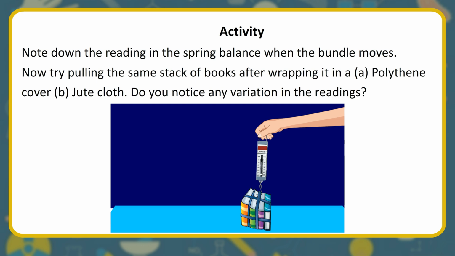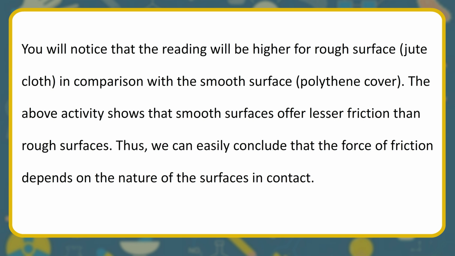Now try pulling the same stack of books after wrapping it in A. Polythene cover, B. Jute cloth. Do you notice any variation in the readings? You will notice that the reading will be higher for rough surface, jute cloth, in comparison with the smooth surface, polythene cover. The above activity shows that smooth surfaces offer lesser friction than rough surfaces. Thus, we can easily conclude that the force of friction depends on the nature of the surfaces in contact.